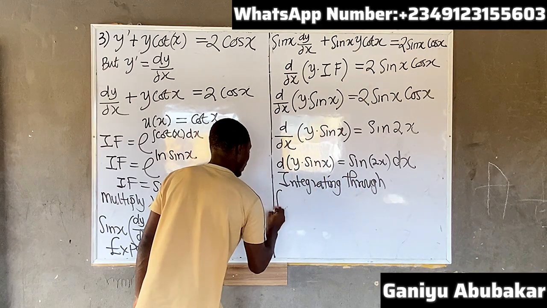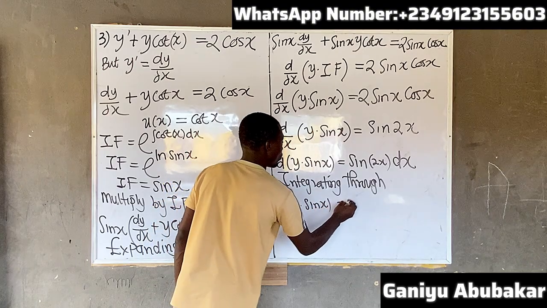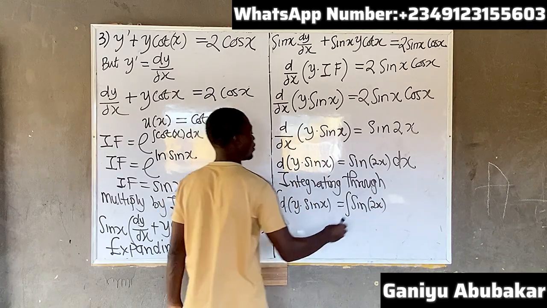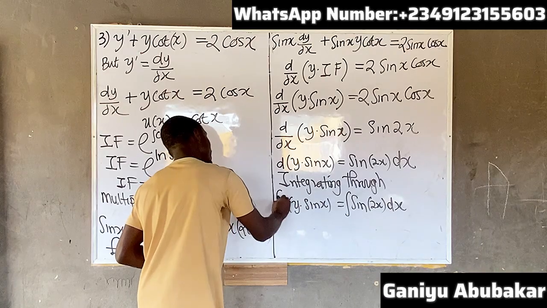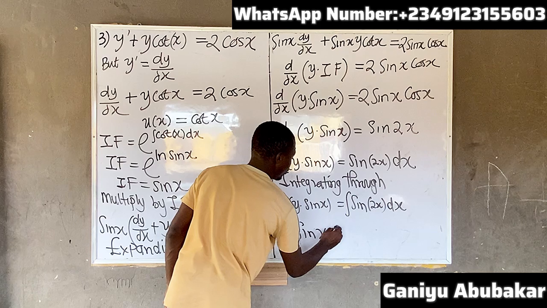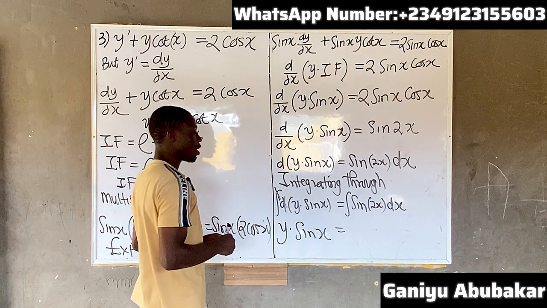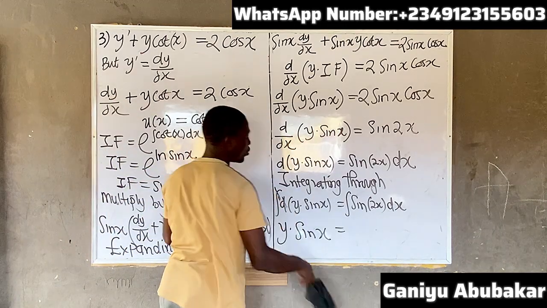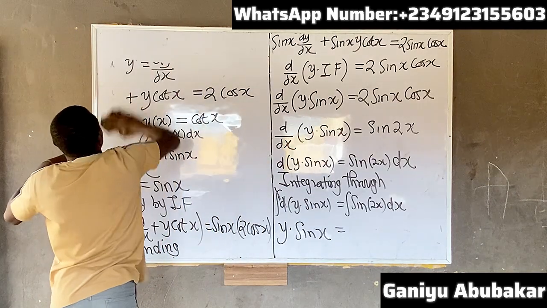That gives you the integral of d of y sine x is equal to the integral of what? Sine 2x with respect to dx. All right, we said integral cancels differential. That gives you y sine x equals, how do I integrate this? The integral of sine 2x dx. So let me pick it out and solve it separately and put the answer here. Let me show you the workings and the solution to that.